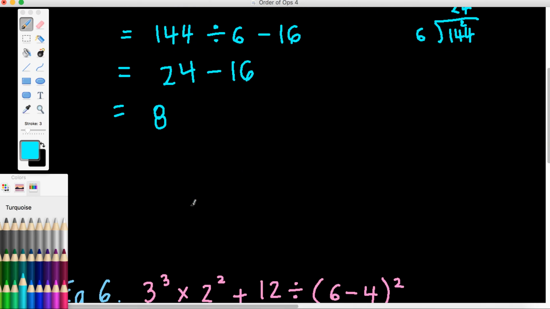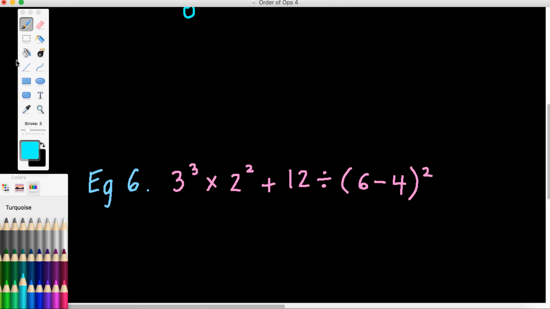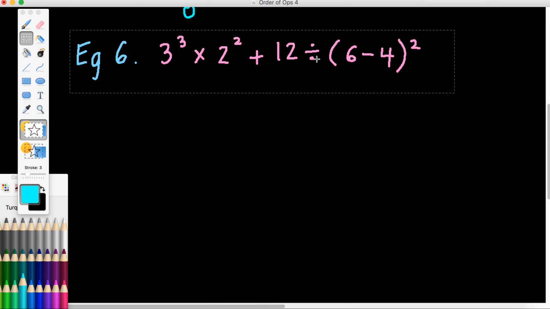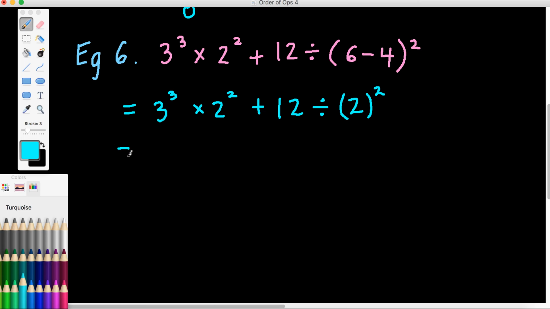Last one that I'll do with you looks like this, and I might just move it up a little bit so that I've got space on the screen. Okay, so there it is there. All right, so we do have a bracket here. Let's evaluate that first. I would sometimes do the indices in the same line, but so that bit was in the bracket, 6 minus 4 is 2, and that's going to be squared.